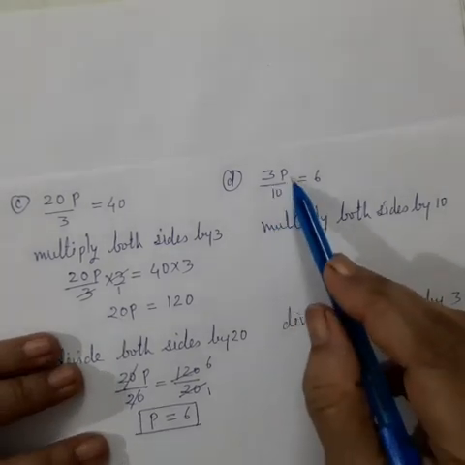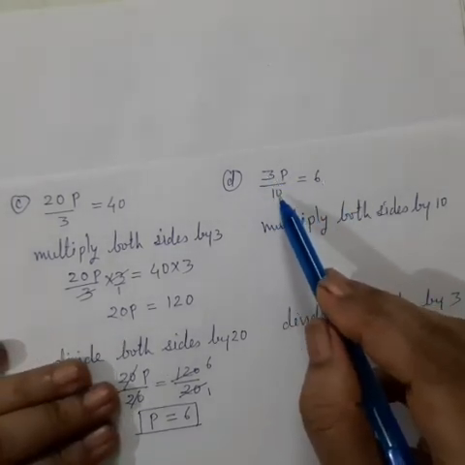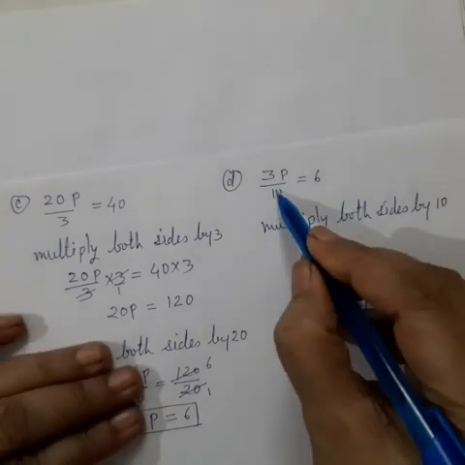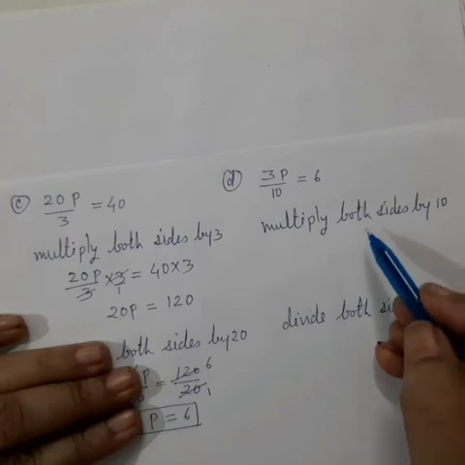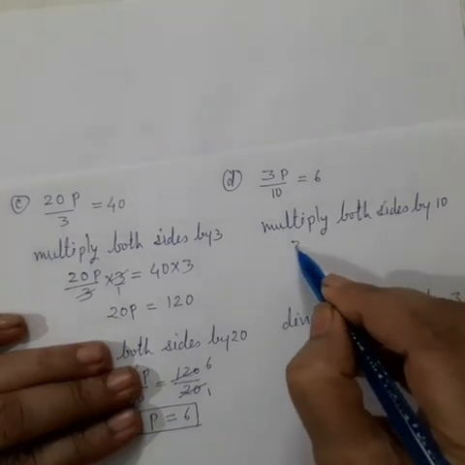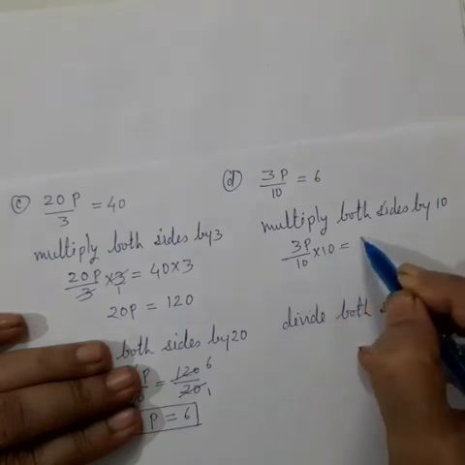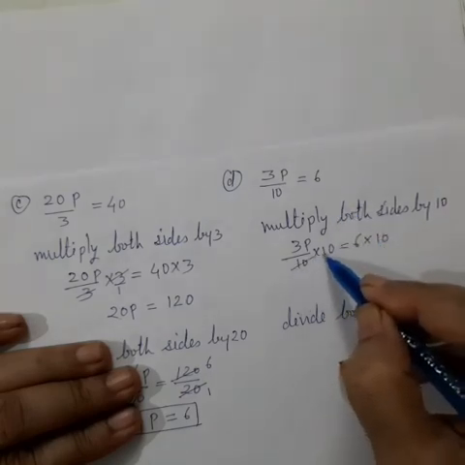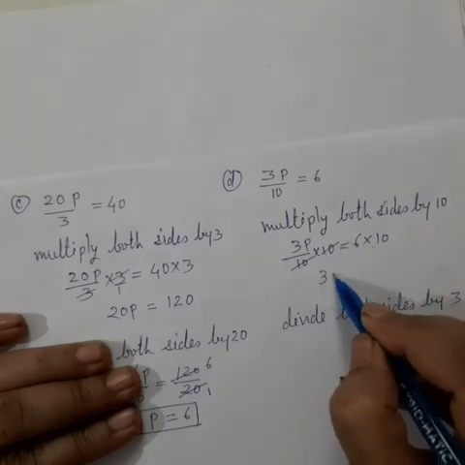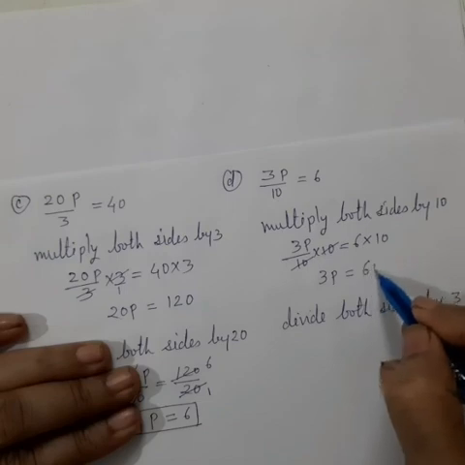Coming to D, 3p by 10 equal to 6. Now again this 3 we don't want, 10 also we don't want. So first we will remove this 10 from the denominator. So we have to multiply both sides by 10. 3p by 10 into 10 equal to 6, right hand side into 10. So 10 cancelled. 3p on left hand side and 6 tens are 60.